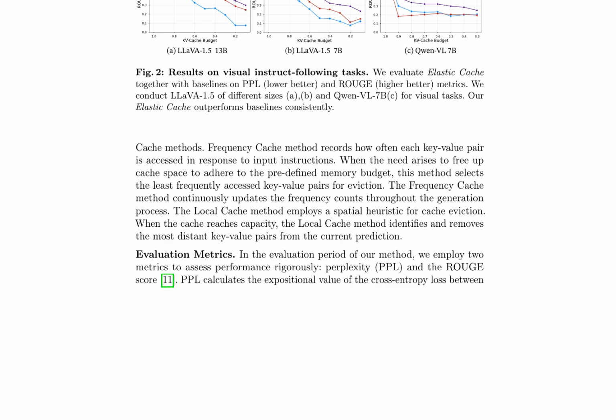The evaluation metrics used to assess performance are perplexity, PPL, and the Rouge score. PPL calculates the exponential value of the cross-entropy loss between the predicted and ground truth distributions, with lower values indicating better performance. The Rouge score, on the other hand, measures the quality of generated text by comparing it to the reference text, with higher values indicating better performance. These metrics are used to rigorously evaluate the performance of the elastic cache method on visual instruct following tasks, providing a comprehensive assessment of its effectiveness.